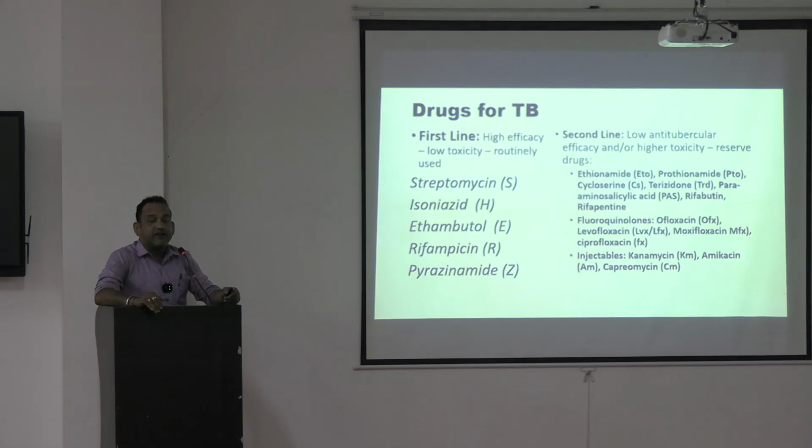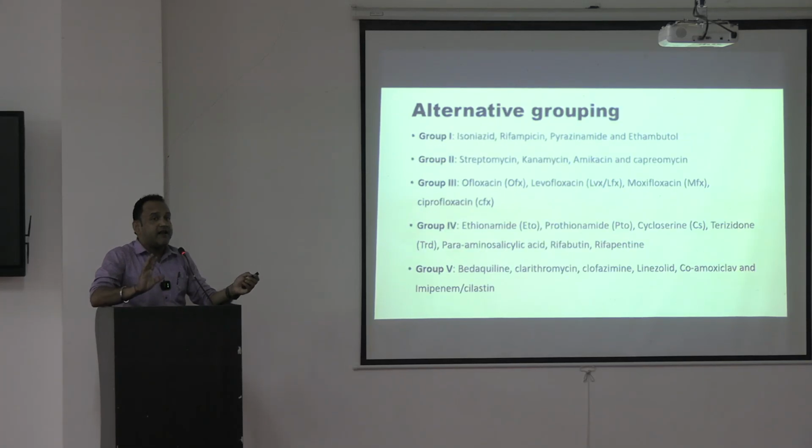Whenever we are considering drug resistant TB, any organism which is resistant to the first line drugs is called drug resistant TB. So these are the second line drugs. You can see there is a big classification. Apart from this, there is another grouping of the drugs. The first group is also the first line oral drugs. Second group is the injectable drugs. Third group is all the fluoroquinolones.